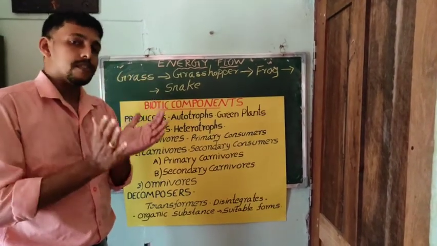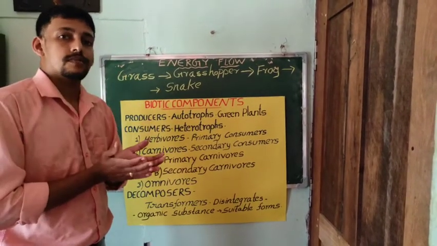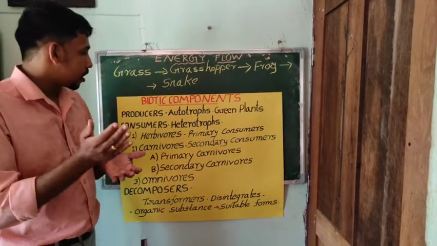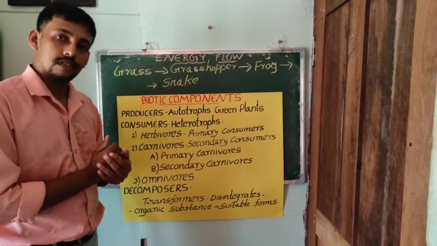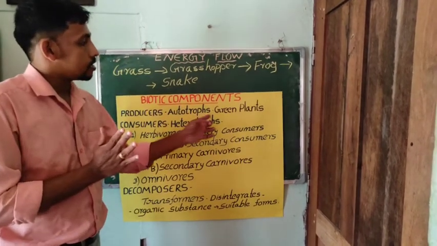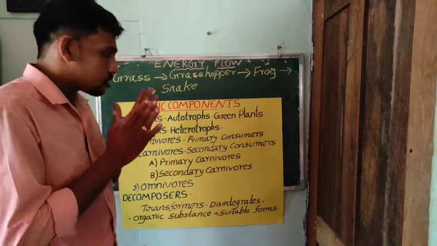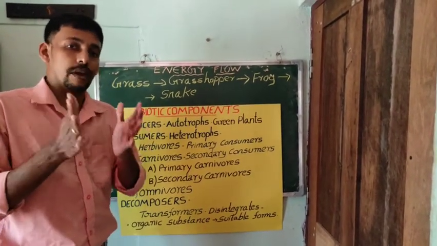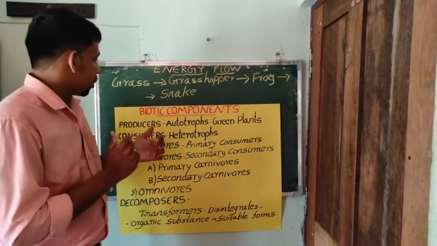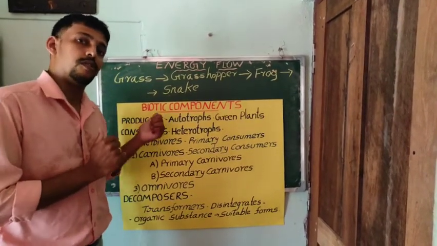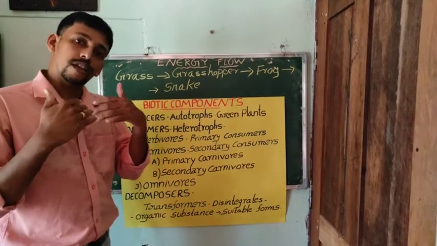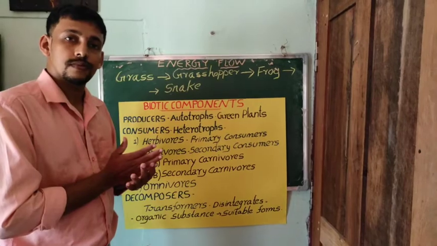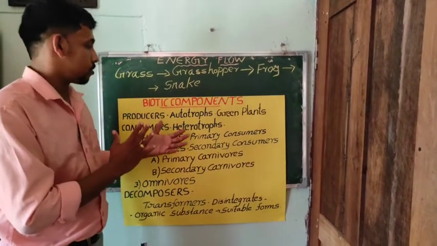These are the living things, the organisms which are capable of making their own food. They are otherwise known as autotrophs. All green plants, then the cyanobacteria or blue-green algae, then other types of photosynthetic bacteria come under this group, that is the producers. They can make their own food by using the energy from the sun.